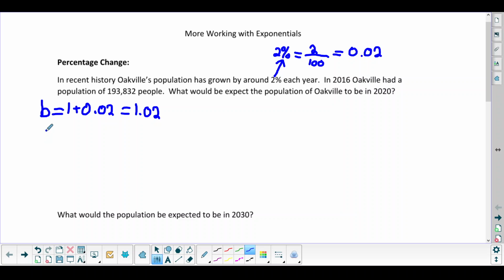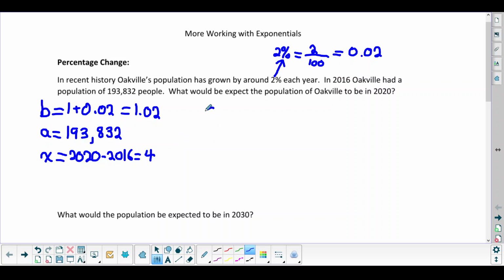All right, what else do we know from this question? We know that the initial amount, our starting amount, is 193,832 people. And our x value, so how many times does it grow? It grows each year. We know the population in 2016, and we want to know the population in 2020. So the question is, how many times has it grown between those two dates? To find that, we can just subtract them. 2020 minus 2016, so that's 4 growths.